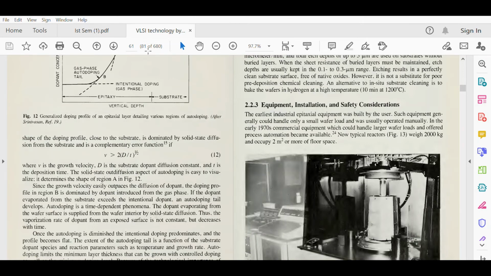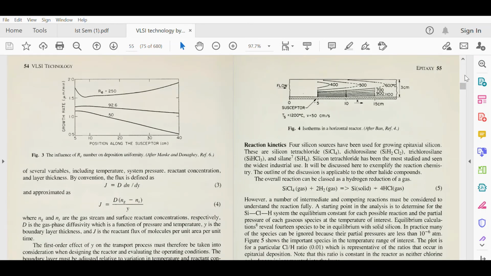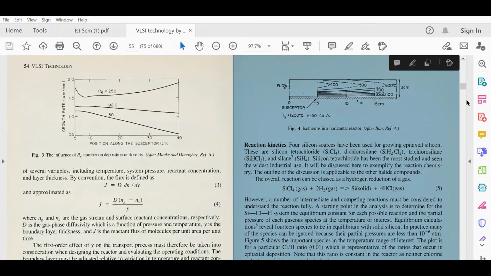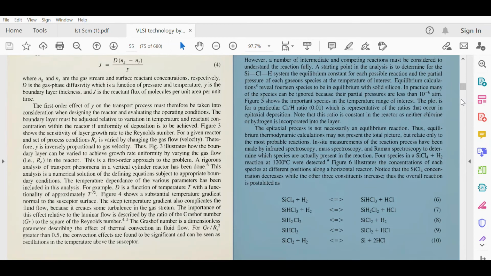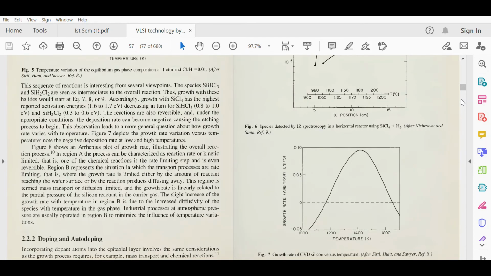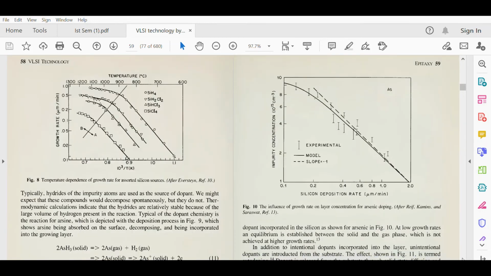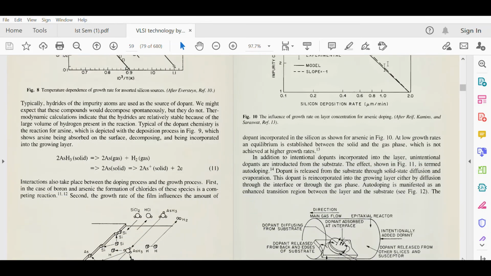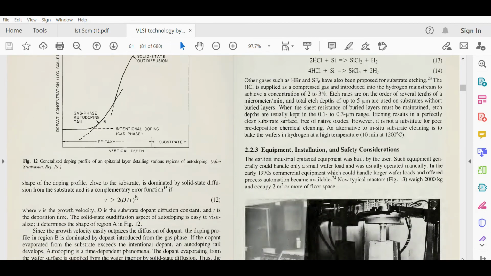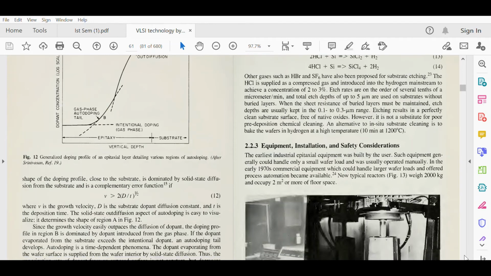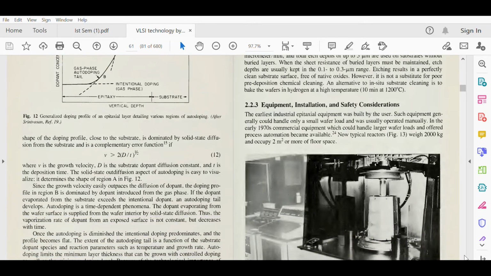So as I said, region A is giving me the idea of auto doping, and region B is giving me the idea of intentional doping. This is region A, this is region B. So intentional doping and non-intentional doping.